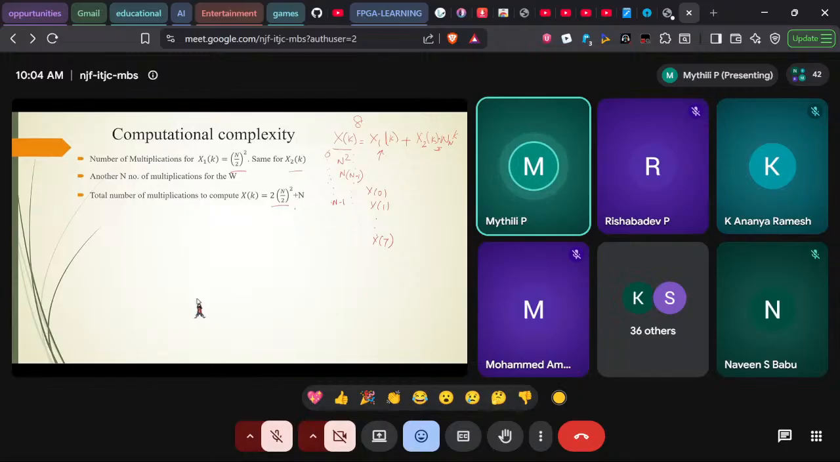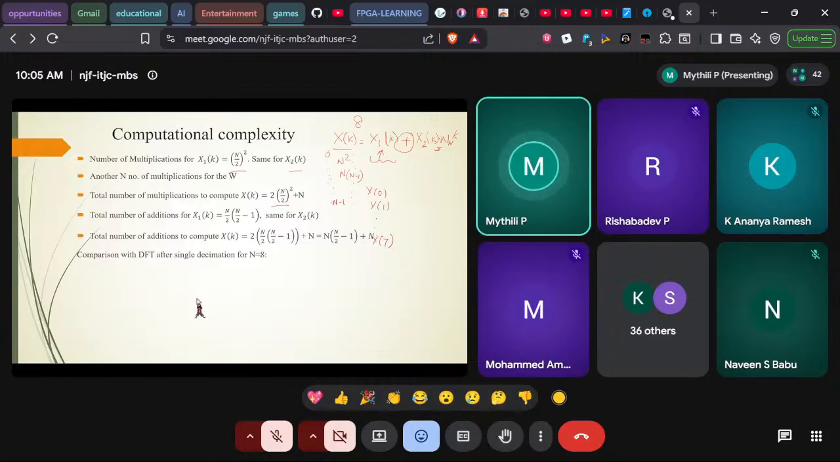Now, same way, the number of additions. For the first one, that is for x1 of k, you have n by 2 into n by 2 minus 1. Okay, same for x2 of k. And then you should notice that there is an additional n number of additions here. So you can see 2 times n by 2 into n by 2 minus 1 plus n. Okay.